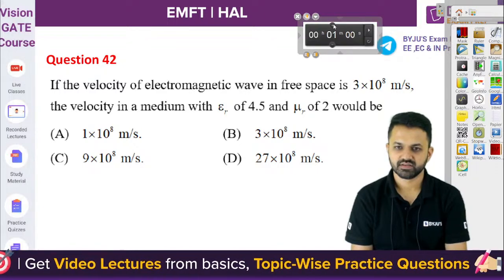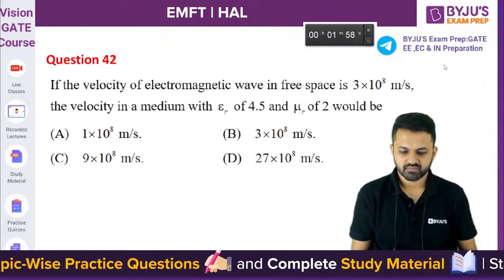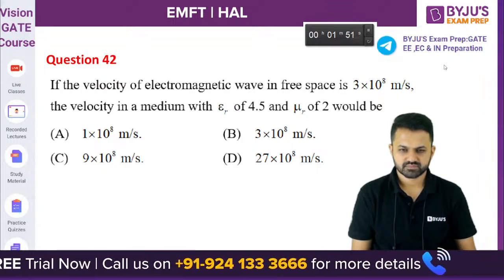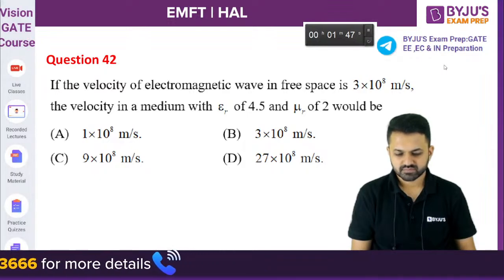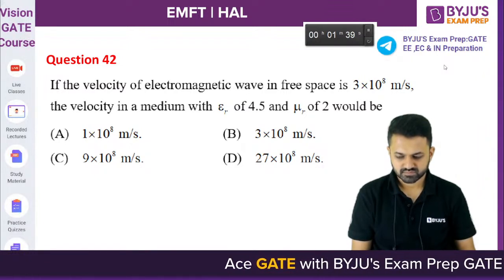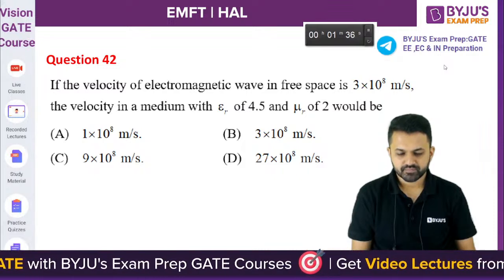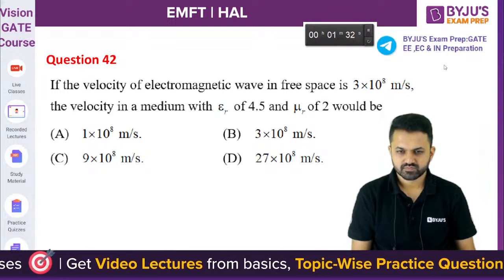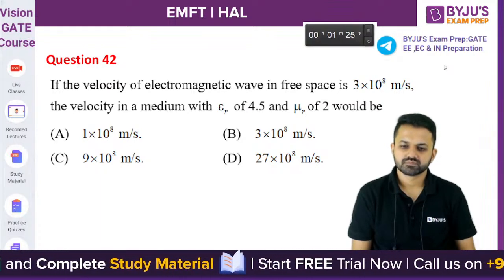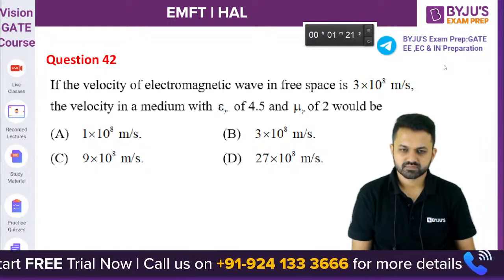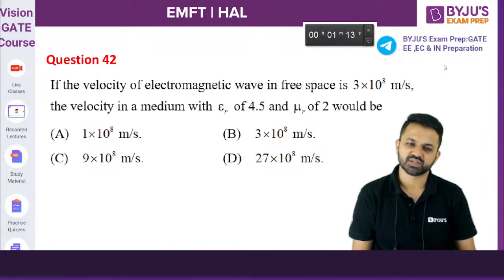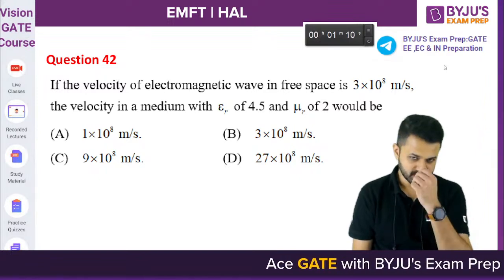Now answer this one. The velocity of the electromagnetic wave in free space is 3 into 10 to the power 8. The velocity in the medium of epsilon r equal to 4.5.